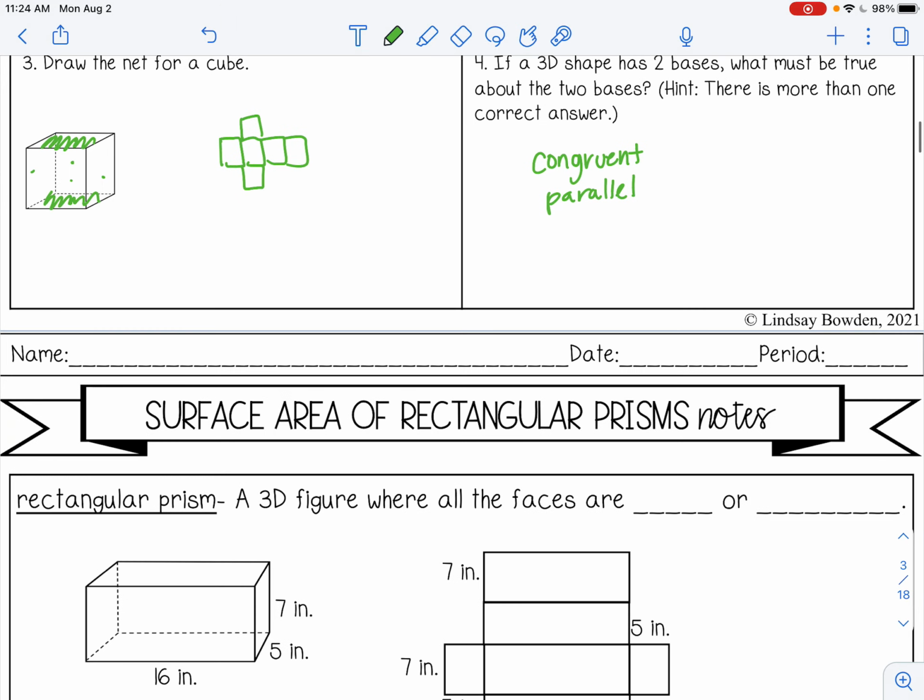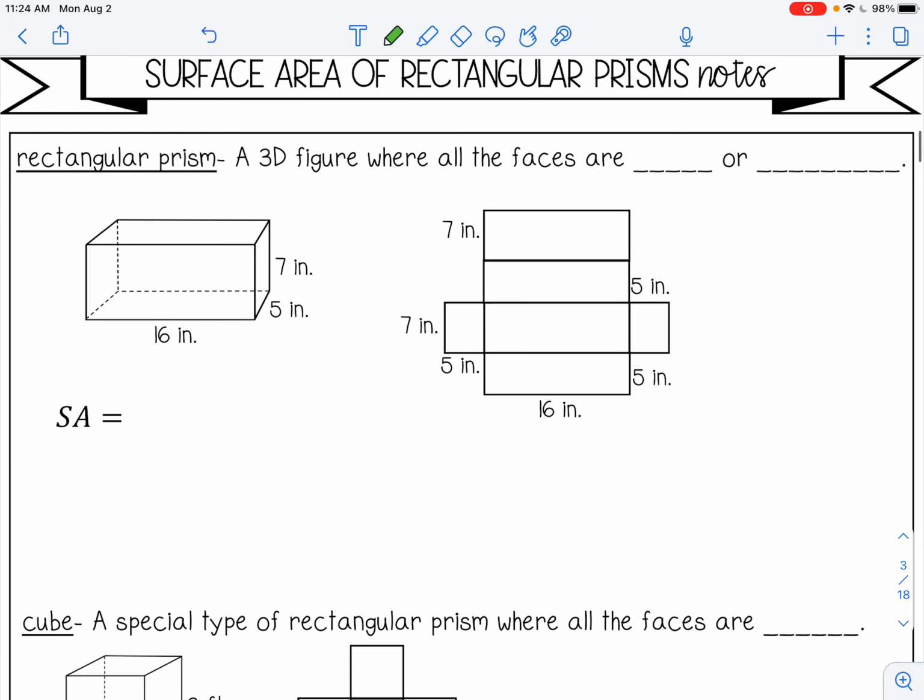All right, let's go on to rectangular prisms. So a rectangular prism is a 3D figure where all the faces are squares or rectangles. So I have the net here of this prism. So if we want to find the surface area, basically we just need to find the area of all those different rectangles. Remember, the area of a rectangle is the length times width. So for example, if we start with this one, the length is 7, the width is 5, or you could switch it, it doesn't matter.